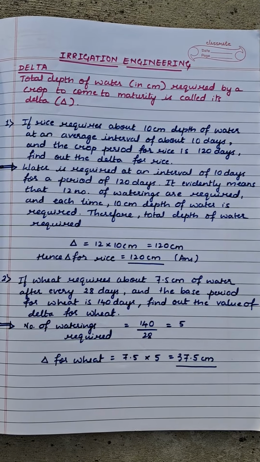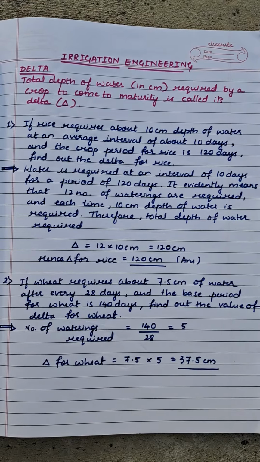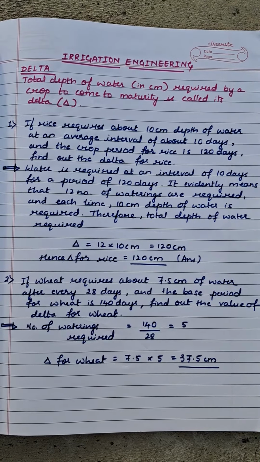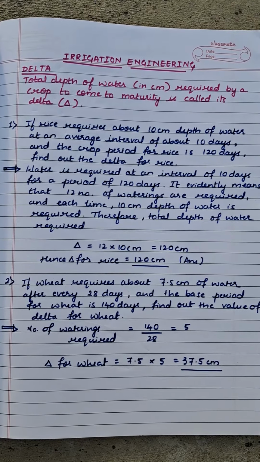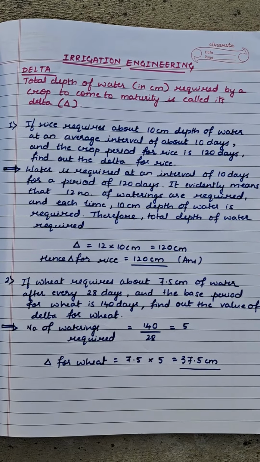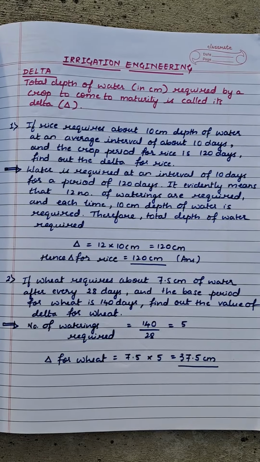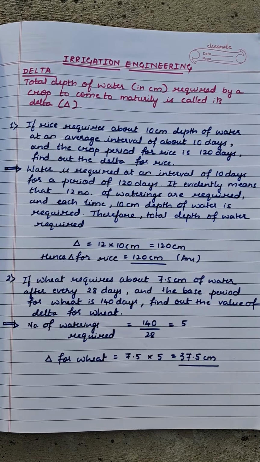Delta means the total depth of water in centimeters required by a crop to come to maturity. It is called its delta. Usually it is represented in centimeters. Okay, the unit of delta is centimeters.